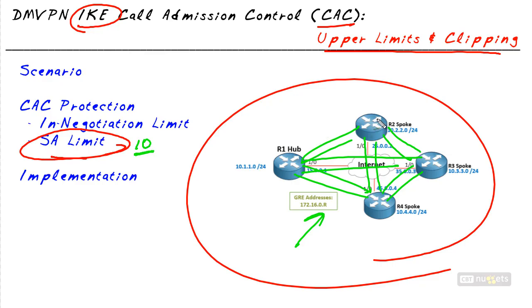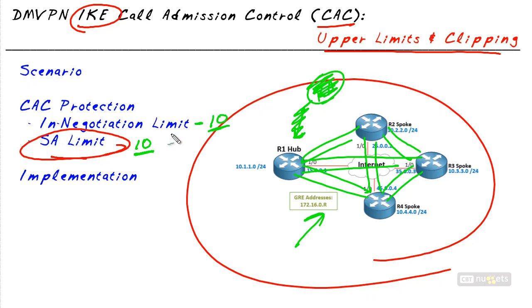The other thing we'd want to take into consideration is what if this router right here is also acting as a VPN server for remote access? Because if we're using IPsec remote access VPN tunnels as well, we're also going to need IKE Phase 1 tunnels for that traffic. So taking the remote access out of the picture just for a moment, we might want to set this limit here to 10 per DMVPN device. And we can set the in-negotiation limit as well to 10.